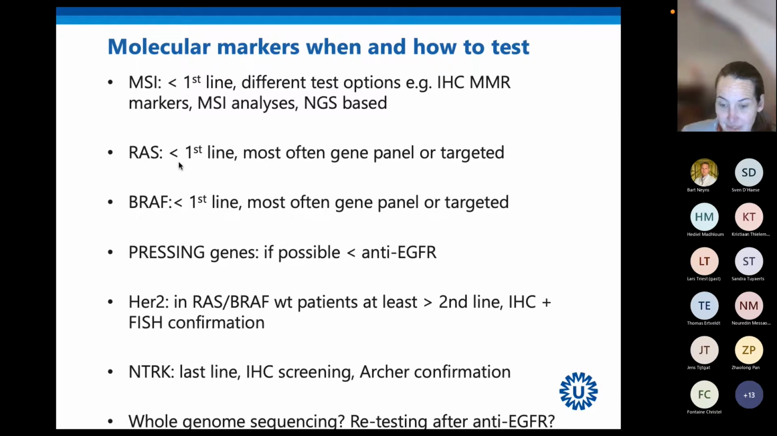The other discussion is retesting after anti-EGFR treatment. If a patient is fit enough to enter trials and to continue treatment, we do retest after anti-EGFR treatment. So we retest for RAS, BRAF, and HER2 at least, because these are known resistance mechanisms, and patients can then either go to HER2 targeted therapy, BRAF targeted therapy, or trials against RAS mutation.